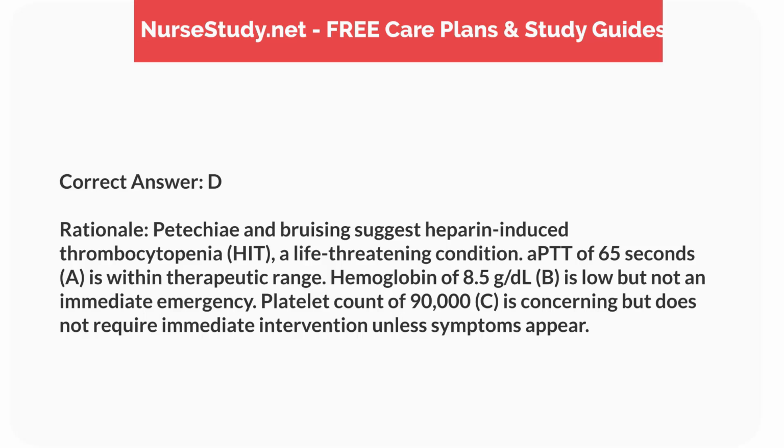Correct answer, D. Rationale: petechiae and bruising suggest heparin-induced thrombocytopenia, HIT, a life-threatening condition. APTT of 65 seconds, A, is within therapeutic range. Hemoglobin of 8.5 grams per deciliter, B, is low but not an immediate emergency. Platelet count of 90,000, C, is concerning but does not require immediate intervention unless symptoms appear.